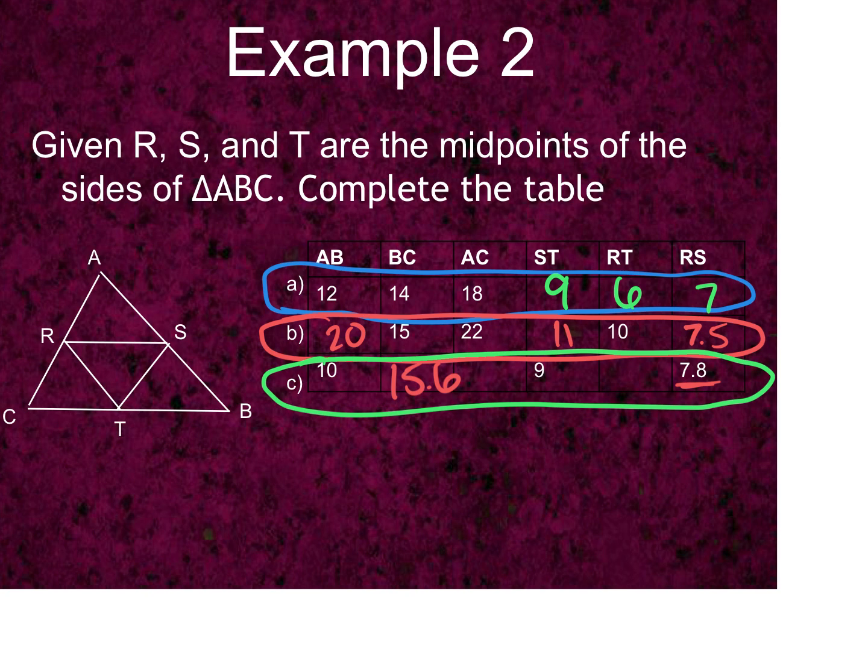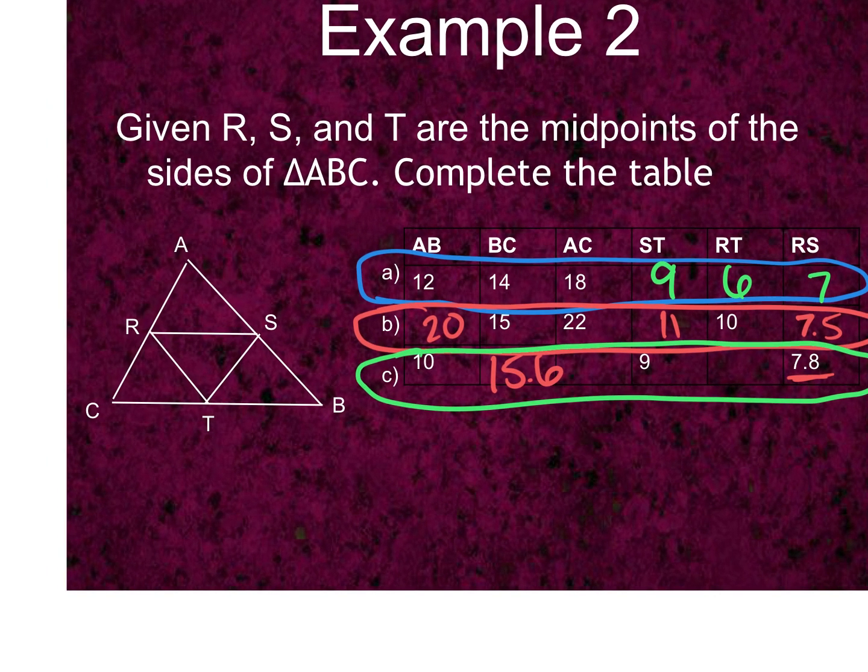What about AC? Someone new. Nick? Multiply ST by 2. And ST was 9, so AC has to be 18. And the last one, RT. Kristen, go for it.